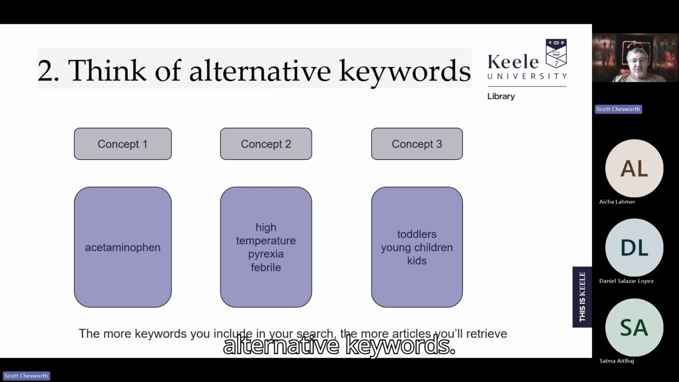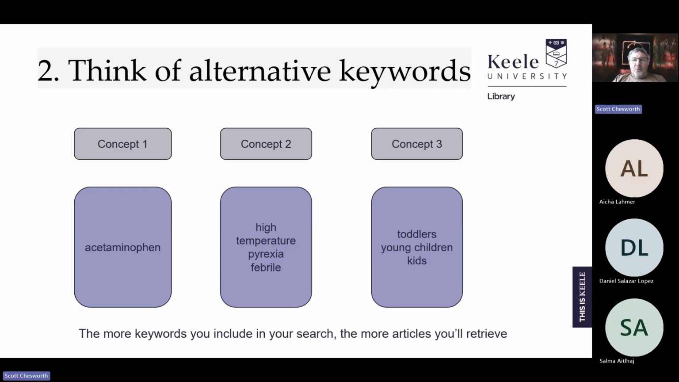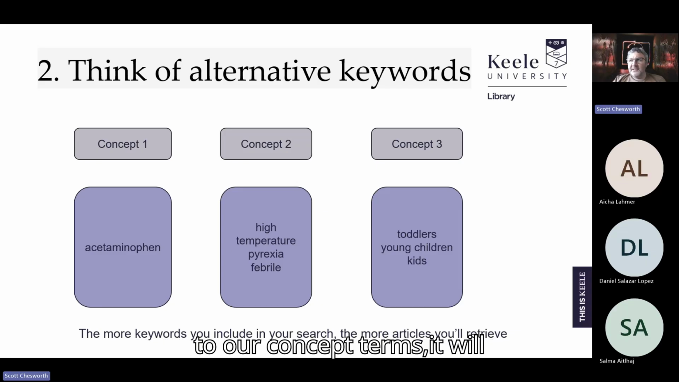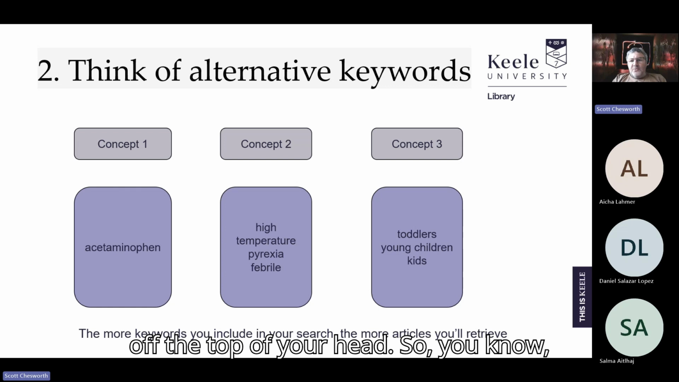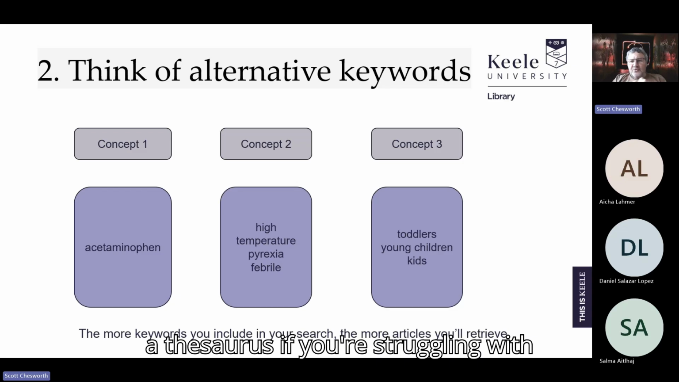The second stage is to think of alternative keywords. The more keywords you include in your search, the more results, the more articles you'll retrieve. And there's no right or wrong answer to this. But if you can think of additional keywords, additional synonyms related to our concept terms, it will give you more results. But it's not always easy to think about these keywords off the top of your head. So do consider using an online dictionary or a thesaurus if you're struggling with that.